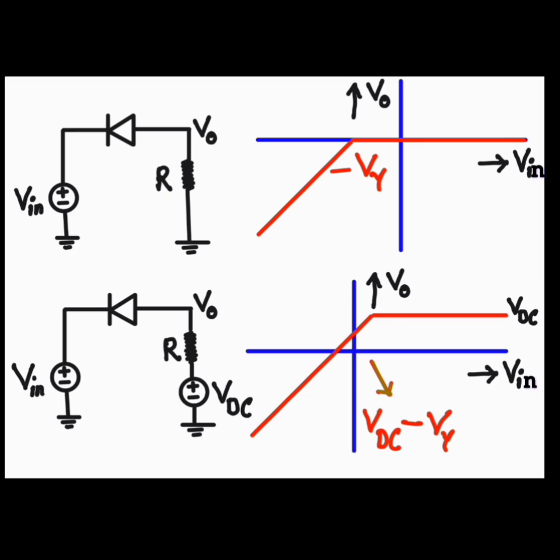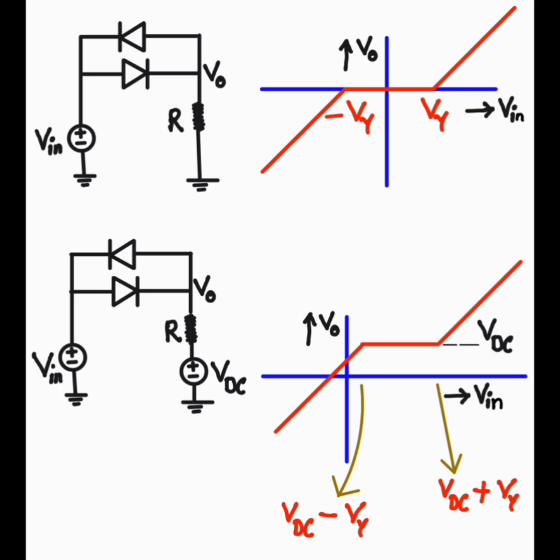To have a voltage drop across the PN junction from P to N, it has to be V gamma. If my V in is less than minus V gamma, then the diode can conduct. Since there is already a drop of minus V gamma, my output voltage will be V in minus V gamma. Now if I add a VDC, then when the diode is not conducting, my output will simply be VDC.